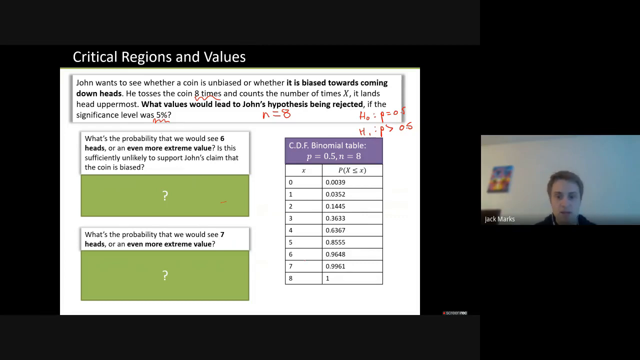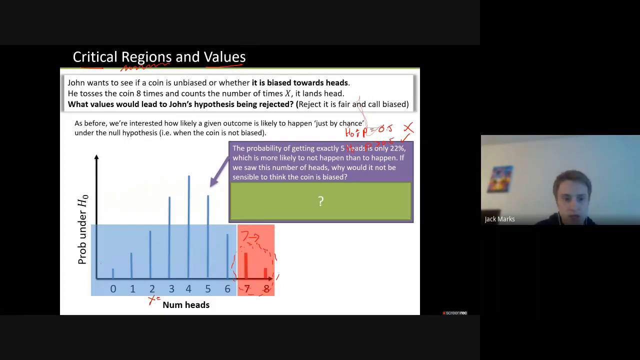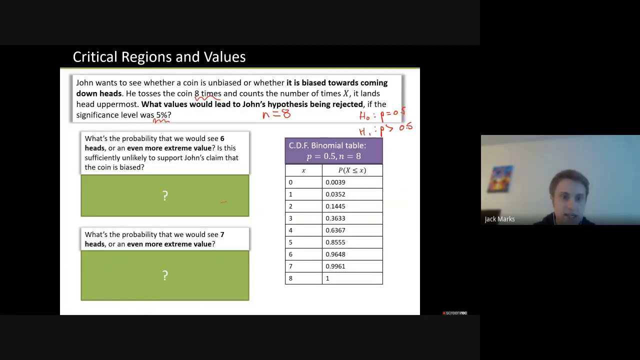Okay, so even a value like 6, which you might think is quite unlikely, the region that it's part of might mean that it's not something that would cause you to say that it's biased. So what's the probability that we would see 6 heads or an even more extreme value? And is this sufficiently unlikely? So is it rare enough to say that the coin is biased? Well, what we could do is use this cumulative binomial distribution table here. You can get this from the back of your book, but this is in your calculator as well.